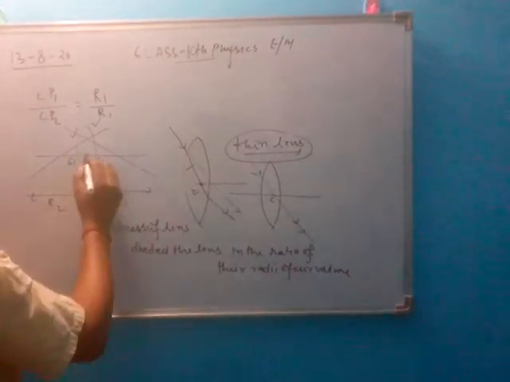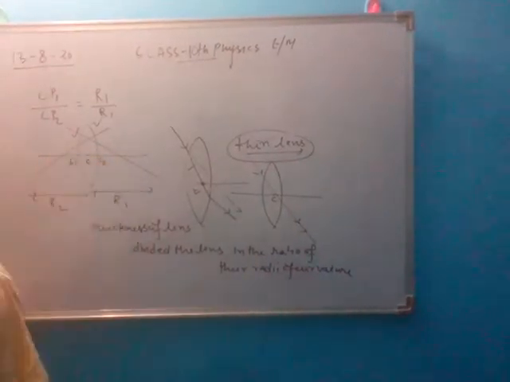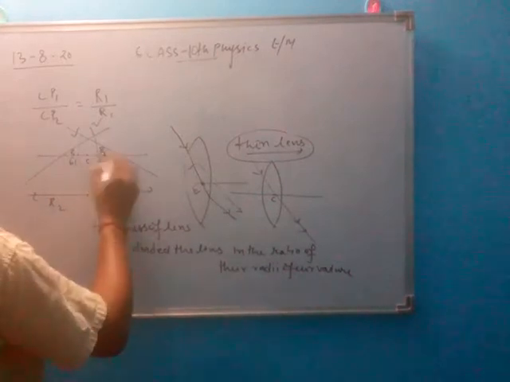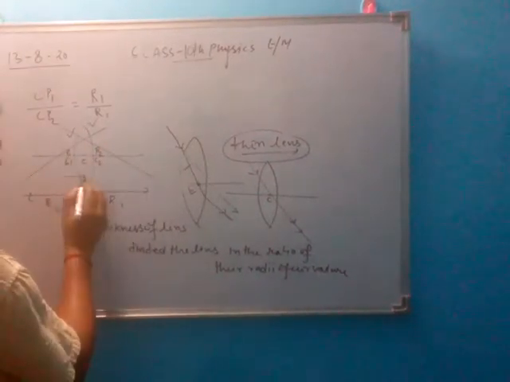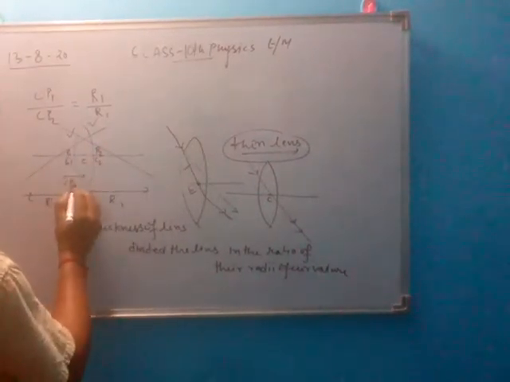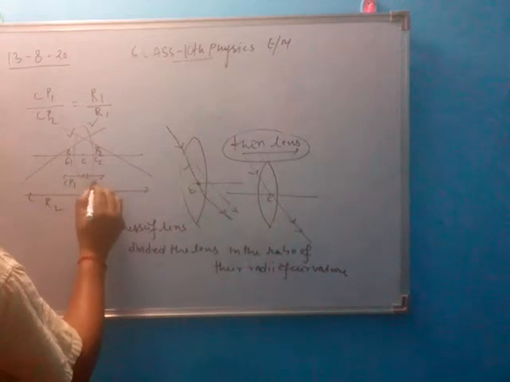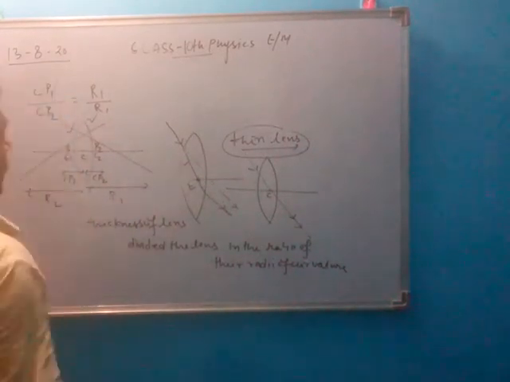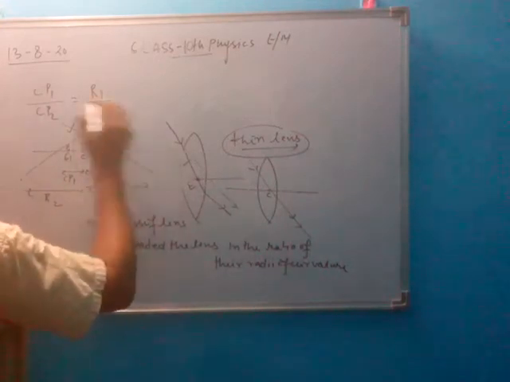That is the optical center C. That is the pole P1. That is the pole P2. So this part is CP1 and this part is CP2. So CP1 upon CP2 is equal to R1 by R2.